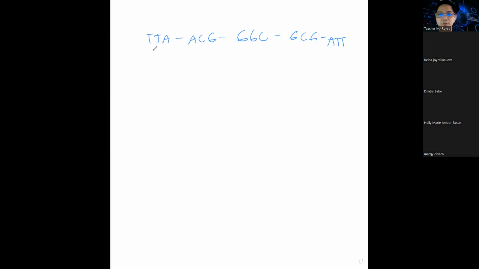And you're asked to supply a complementary strand. How can you supply it? Again, adenine is always paired with thymine. Because this is thymine, the complementary strand here is adenine. Thymine is always paired with adenine. Next, adenine is to thymine, cytosine is to guanine, and guanine is to cytosine, correct? Are you still with me?